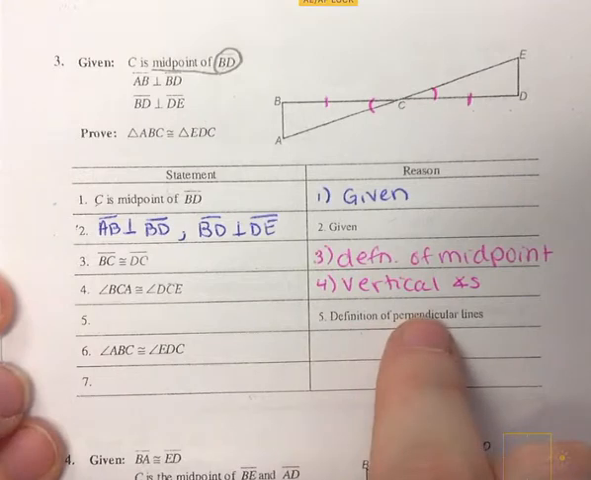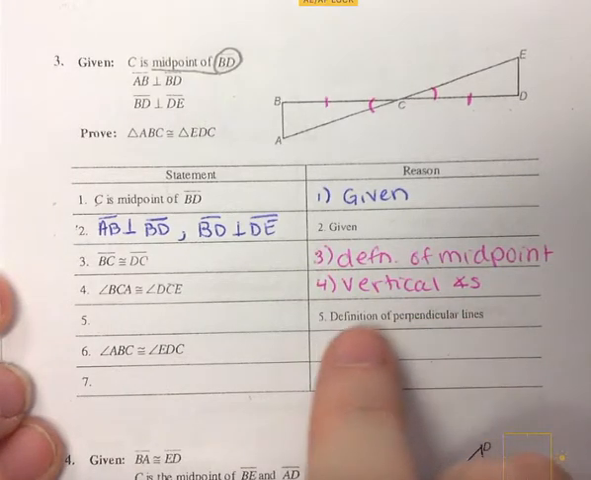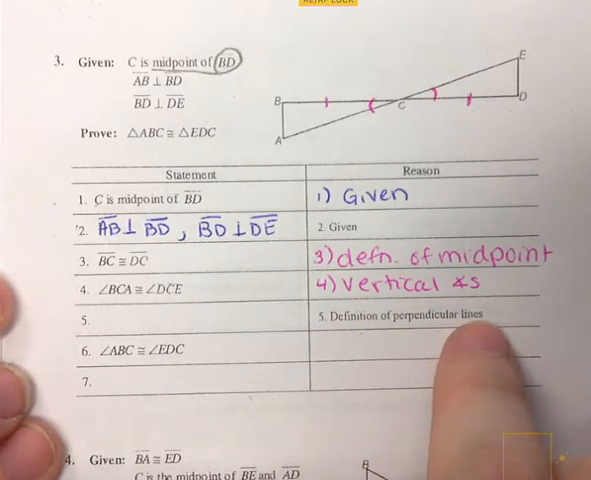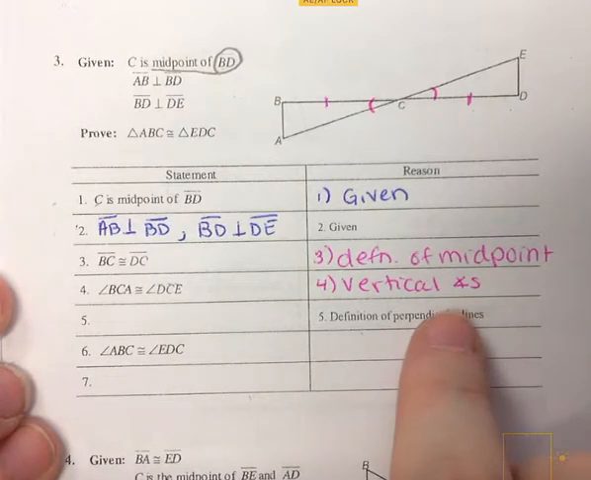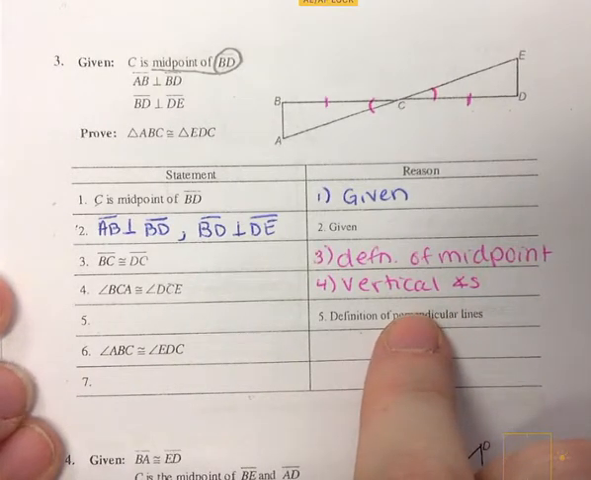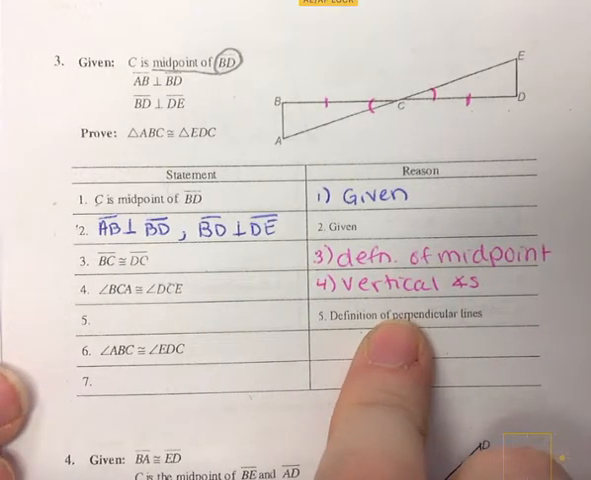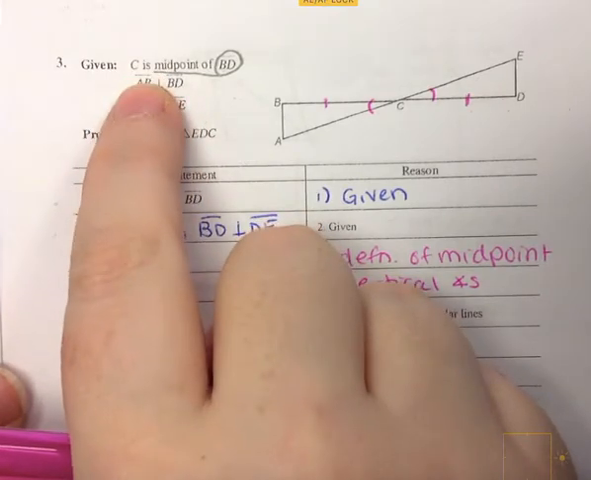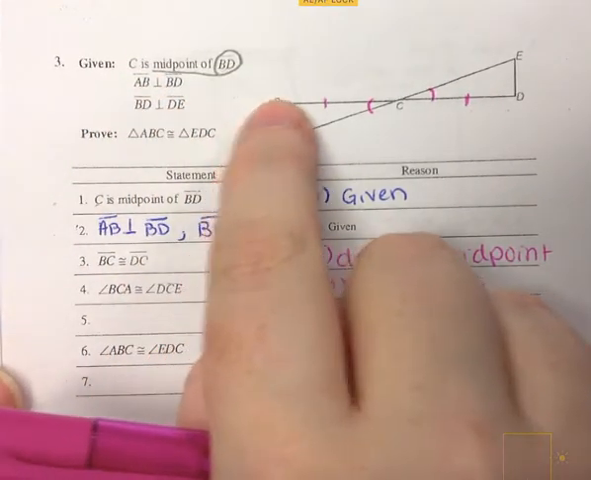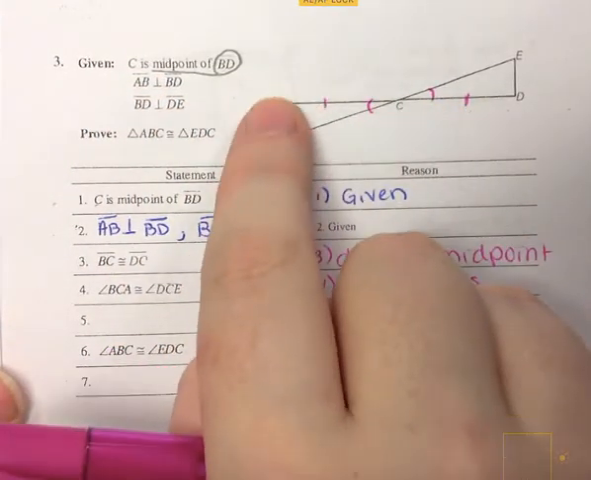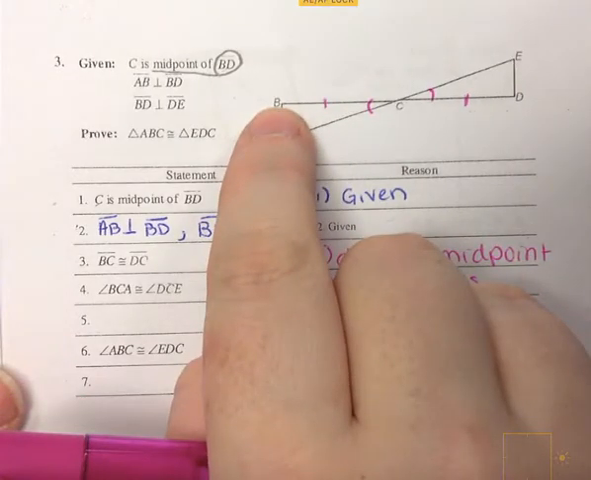Definition of perpendicular lines. What does perpendicular lines give us? Perpendicular lines give us right angles. Not congruent angles, but right angles. So we actually will have right angles. AB is perpendicular to BD, so we have a right angle at B.